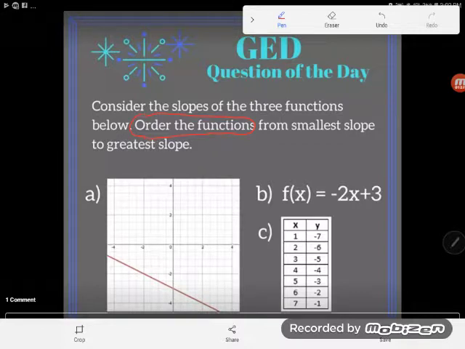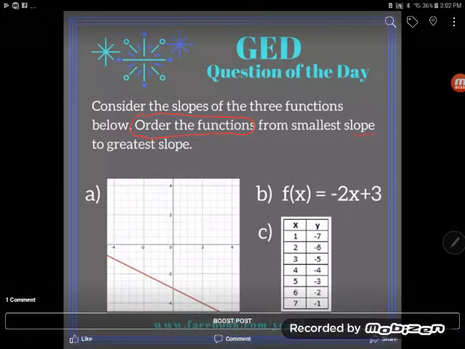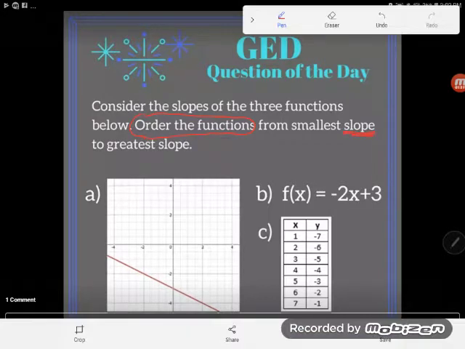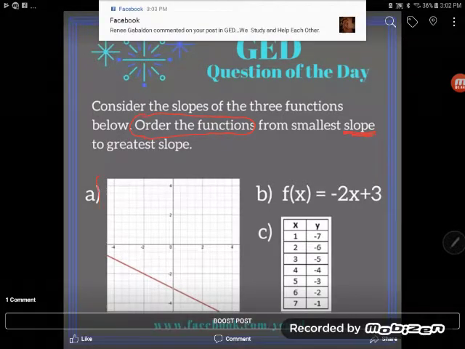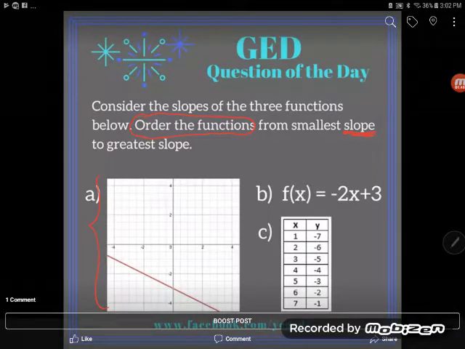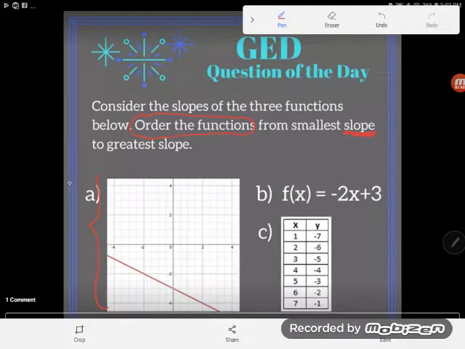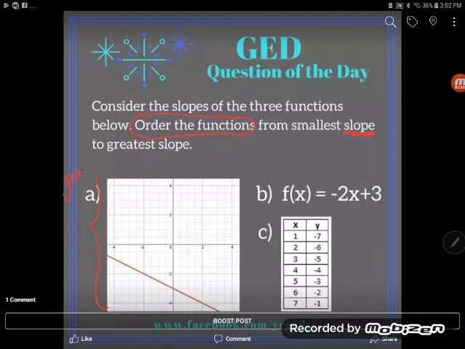If this problem was on the GED, it would be on the calculator section, most likely. They're asking us to order the slope, but the problem is they didn't just give us three slopes. They gave us these functions in different forms. If you look at part A here, we can see that this function is in graph form. We have a graph of a line.